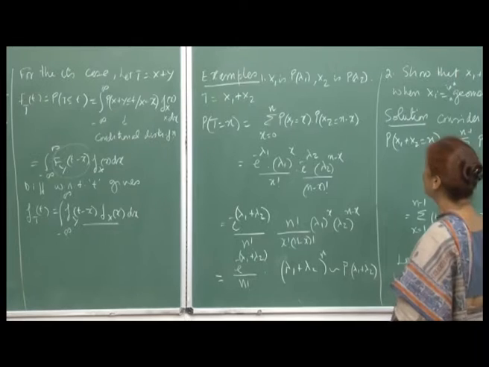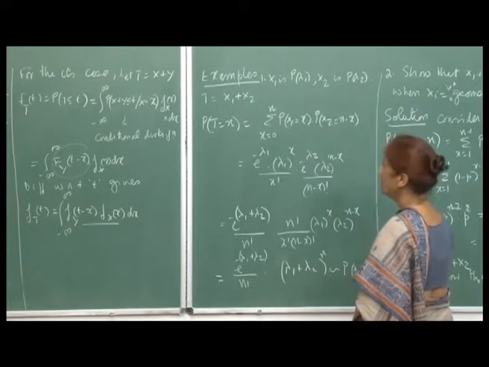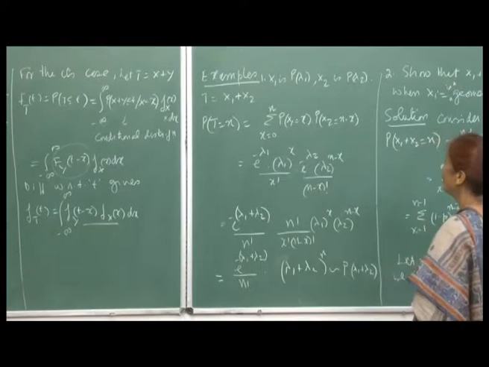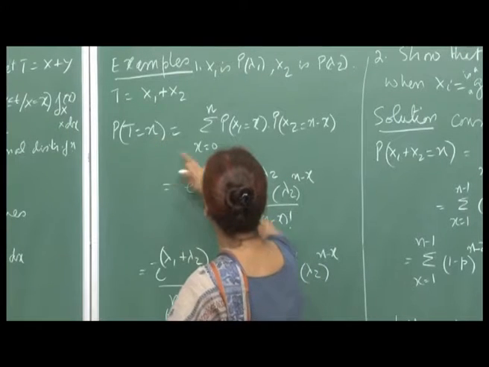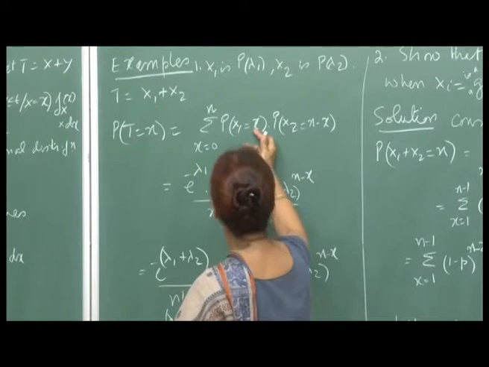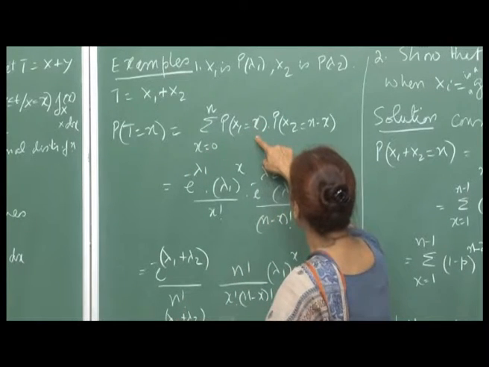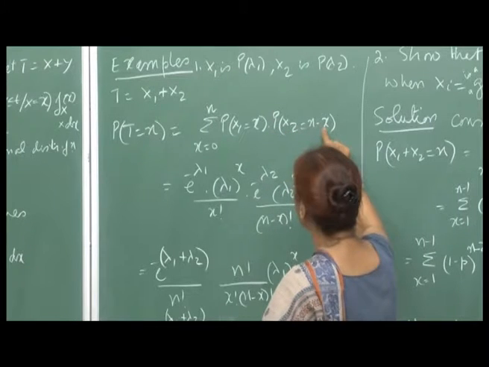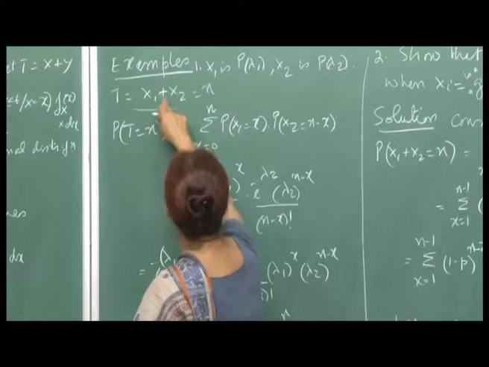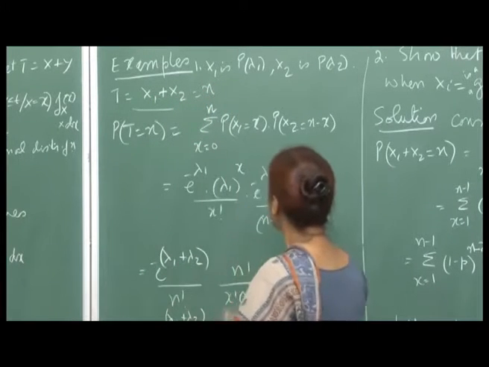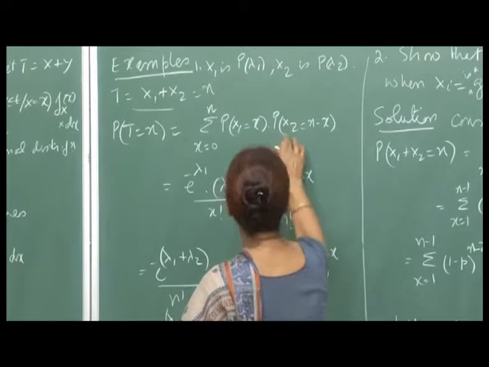Now, suppose X1 is Poisson lambda 1 and X2 is Poisson lambda 2. Then T is the sum of the two Poisson random variables, and you want to find the probability that T equals n. If I choose X1 equal to x, then x varies from 0 to n, and this will be the probability X1 equals x into the probability X2 equals n minus x. If I fix X1 at x, then X2 will be n minus x. So you just sum, and since they are independent, I have written it as the product of the probabilities.